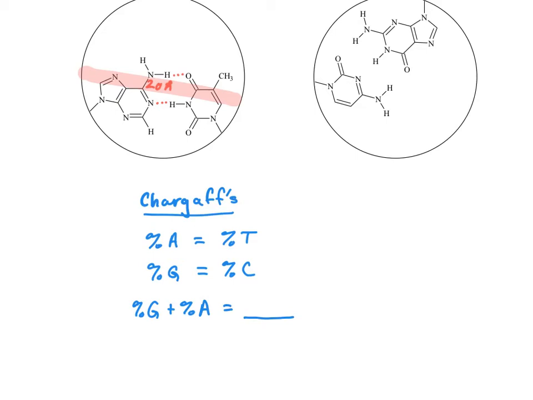What he found was if you added up G and A, it always turned out to be 50%. And many people realize that that's true, that 50% is also equal to the sum of C and T. Why is that? The answer is that G and A, what do they have in common? They're purines. And what do C and T have in common? They are pyrimidines.